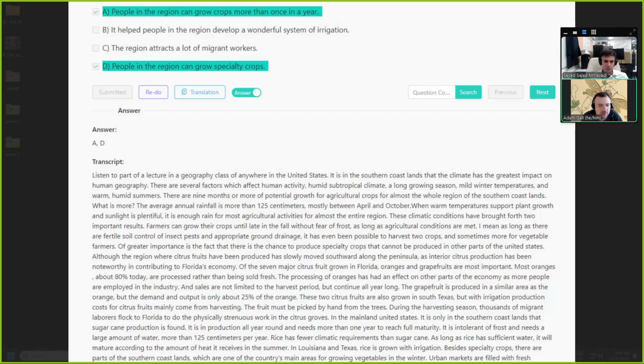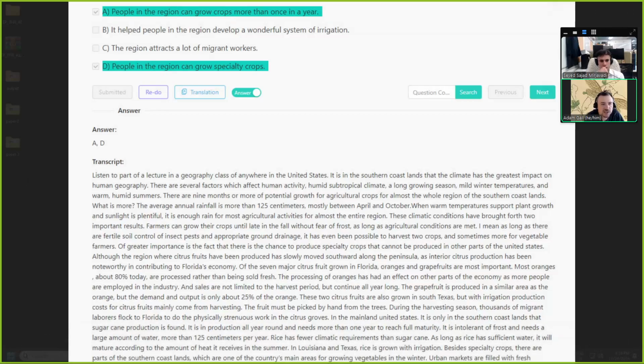The grapefruit is produced in a similar area as the orange, but the demand and output is only about 25% of the orange. That's because people don't like them as much. These two citrus fruits are also grown in South Texas, but with irrigation. Production costs for citrus fruits mainly come from harvesting. The fruit must be picked by hand from the trees.